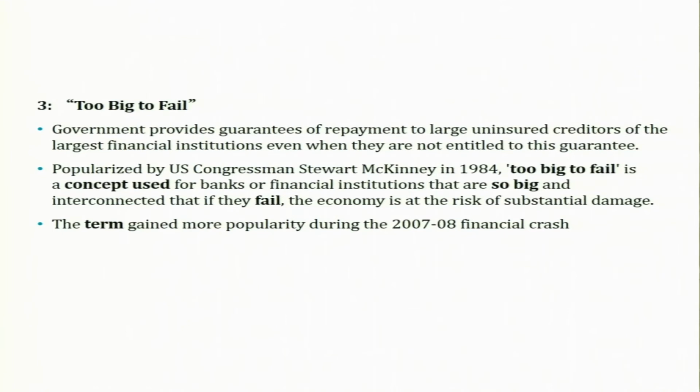The moral hazard created by a government safety net and the desire to prevent financial institution failures have presented financial regulators with a particular issue, called the too big to fail problem, in which regulators are reluctant to close down large financial institutions and impose losses on depositors and creditors, because doing so might precipitate a financial crisis. So that means government won't allow large financial institutions to fail. That means government provides guarantees of repayment to large uninsured creditors of the largest financial institutions, even when they are not entitled to this guarantee.